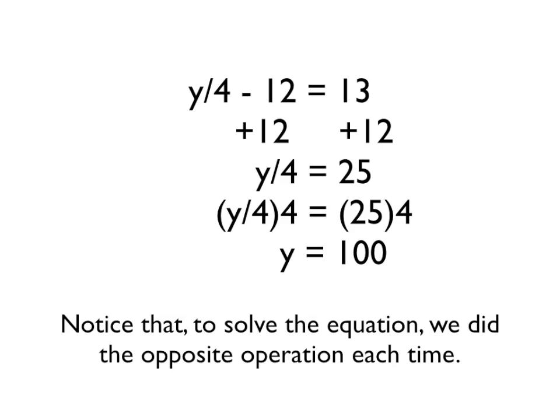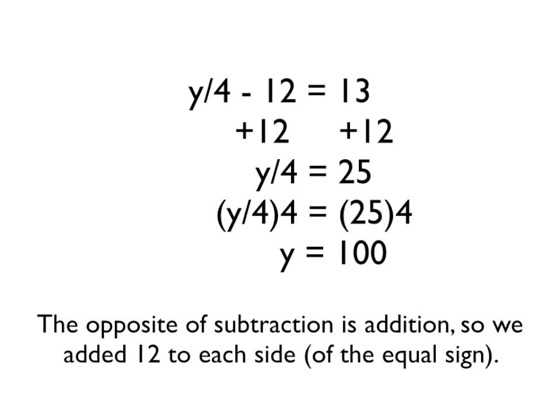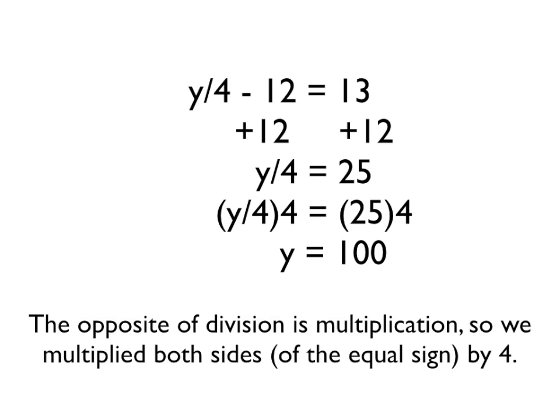Let's look at this in a different way again. So notice, to solve the equation, we did the opposite operation each time. We're trying to get the y stuff alone. We're taking 12 from it. We undo that by adding 12 to each side. And then we got y divided by 4. We undo that by multiplying by 4. The opposite of division is multiplication. Okay?